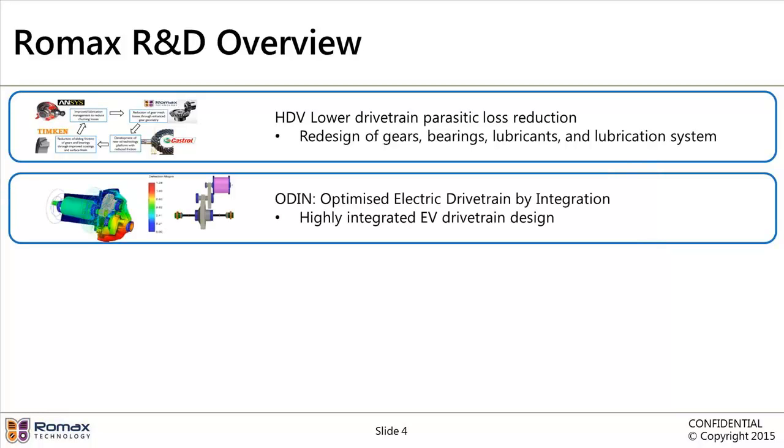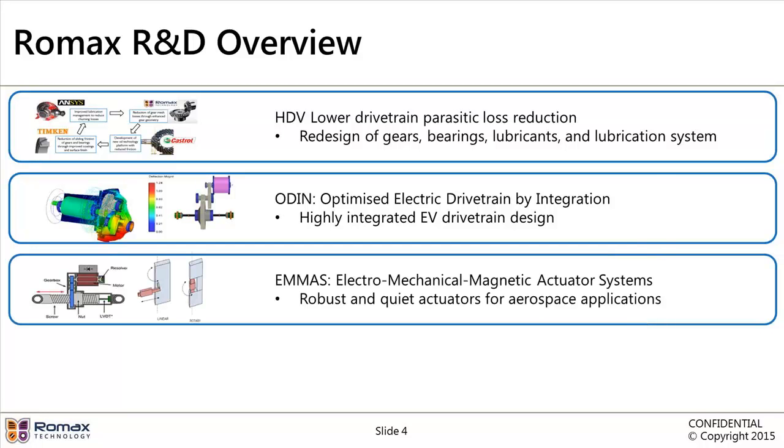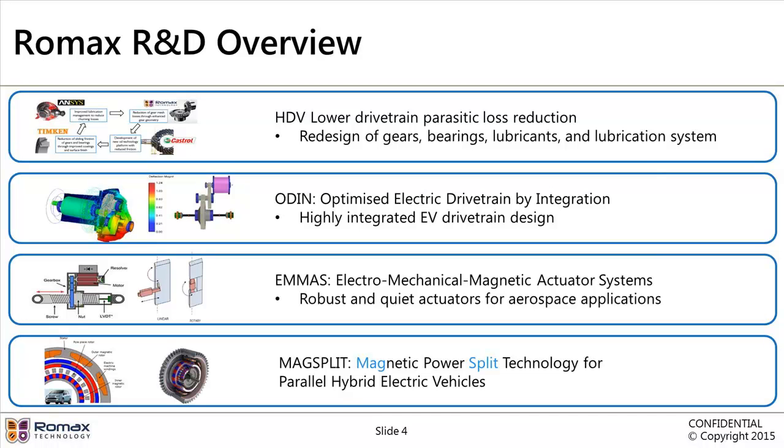The Odin project is about the effect of vibrations in the motor of an electric vehicle exciting normal modes in the gearbox and vice versa. It's very important to consider both components together rather than in isolation. EMAS is an aerospace project. It's about lightweighting actuators without compromising on strength and durability. And MagSplit is an application of the Romax drivetrain simulation methods that I'll talk about in this webinar.